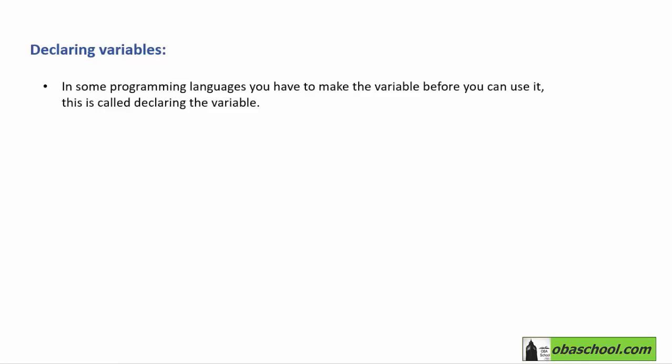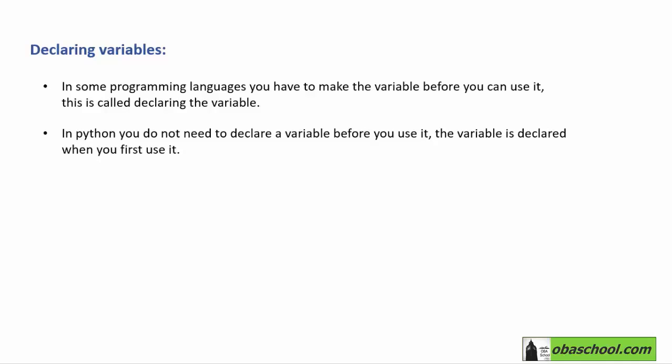Declaring variables. So what is declaring variables? In some programming languages, you have to make the variable before you can use it. This is called declaring the variables. In Python, you do not need to declare a variable before you use it. The variable is declared when you first use it.